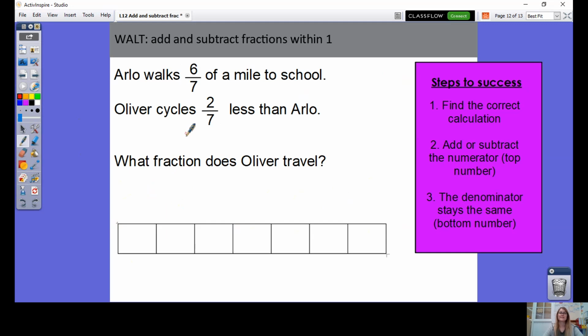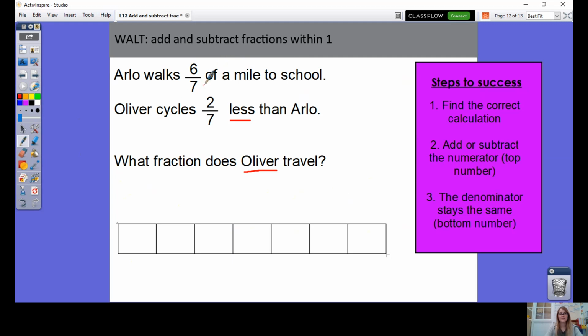So Arlo walks 6/7 of a mile to school. Oliver cycles 2/7 less than Arlo. What fraction does Oliver travel? So this time I need to think about what calculation I'm going to be doing because it might be different. So I'm going to look for some keywords. And now I'm looking for what Oliver travels. And there's a key word in there that's going to help me, less.